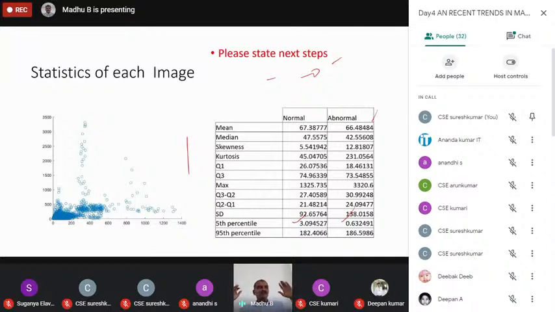That means in a class of 1000 students, 950 students have scored less than 186. 950 students have scored less than 182. It's only the 50 students who have scored more than that.